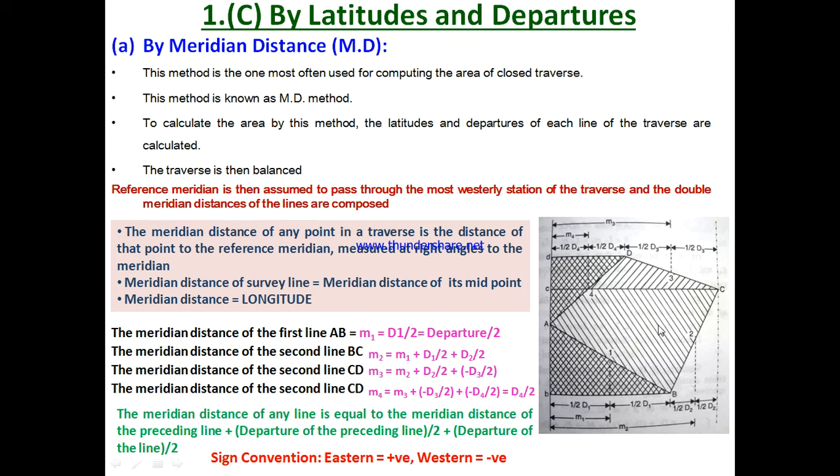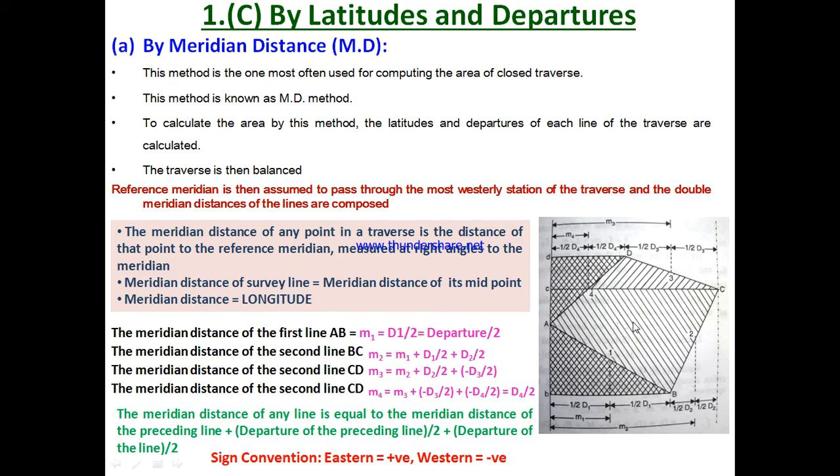For example, if I consider this point 2 and want to determine the value of meridian for it, then the value of meridian at 2 will be the distance from the reference meridian, measured at right angle to the reference meridian. In this manner we can calculate the meridian values for all the different points which we are going to take in a closed traverse.